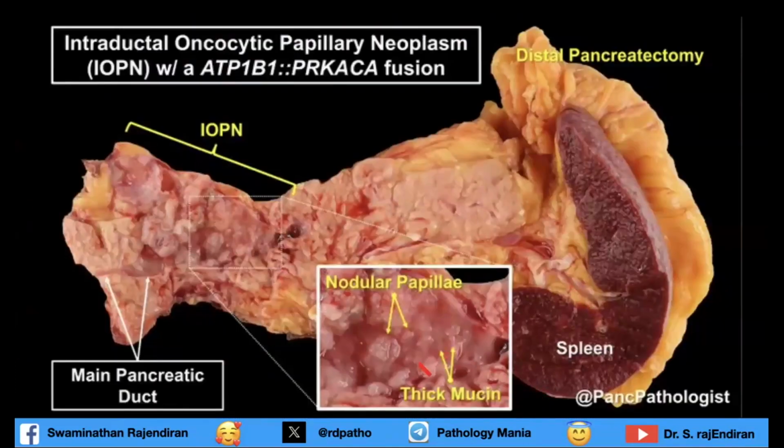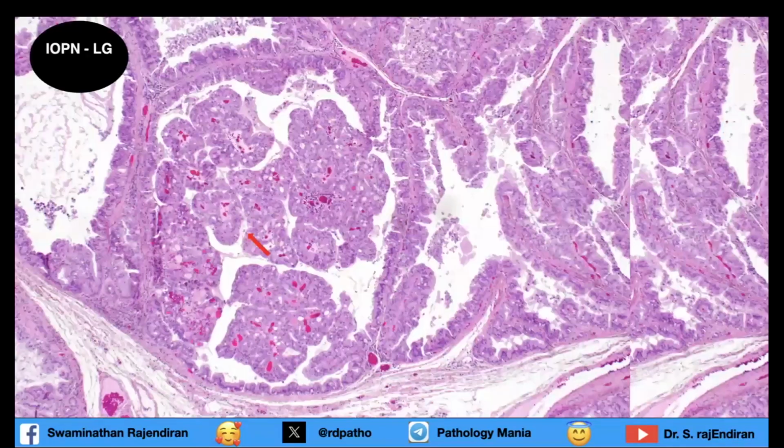This is a cystic lesion. You can see here connected with the major duct, and this is having an ATP1B1 fusion. So this is classic of intraductal oncocytic papillary neoplasm, but you cannot diagnose it grossly. You have to look at the microscope.